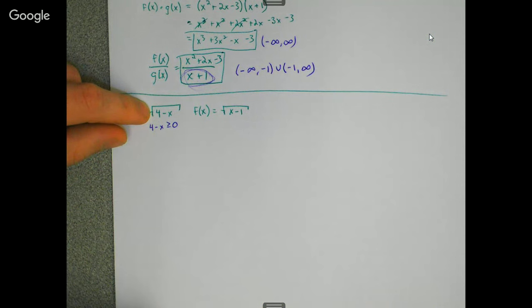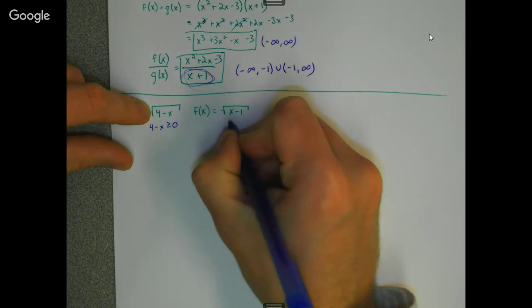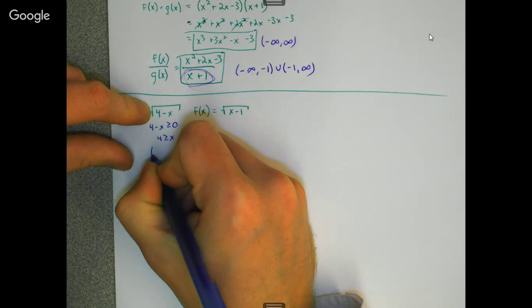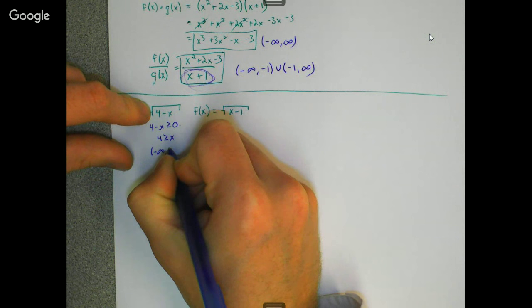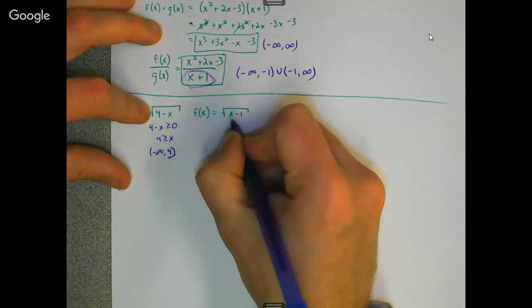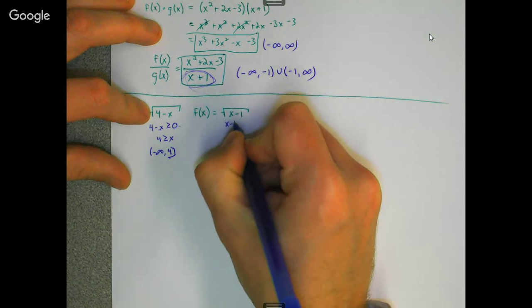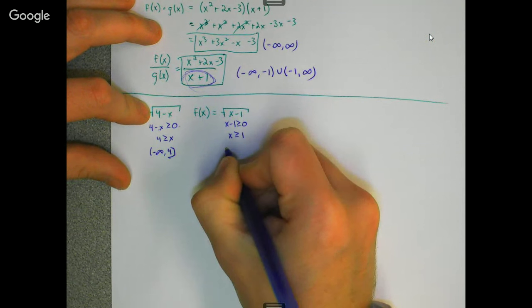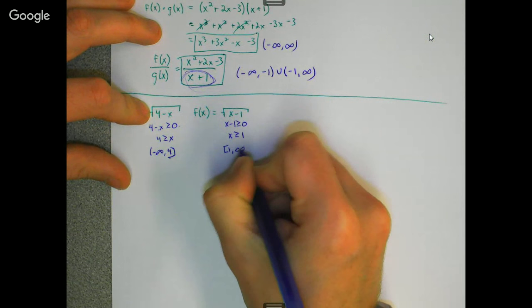So we set it bigger than or equal to 0. And so we'll add x. So I get 4 is greater than or equal to x. So that tells me negative infinity to 4 would be my domain. For this one, we have x minus 1 has to be bigger than 0. So x has to be bigger than or equal to 1. So that goes from 1 to infinity.